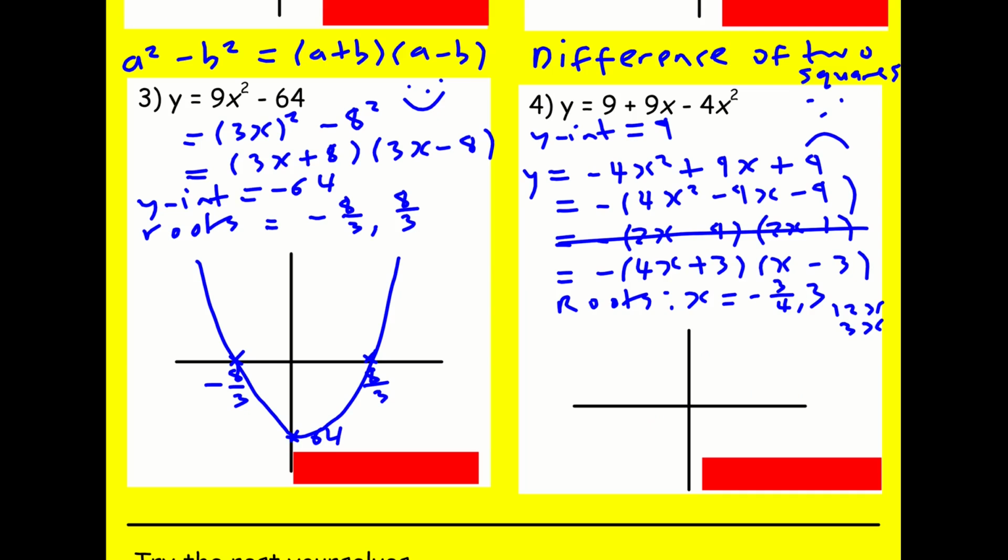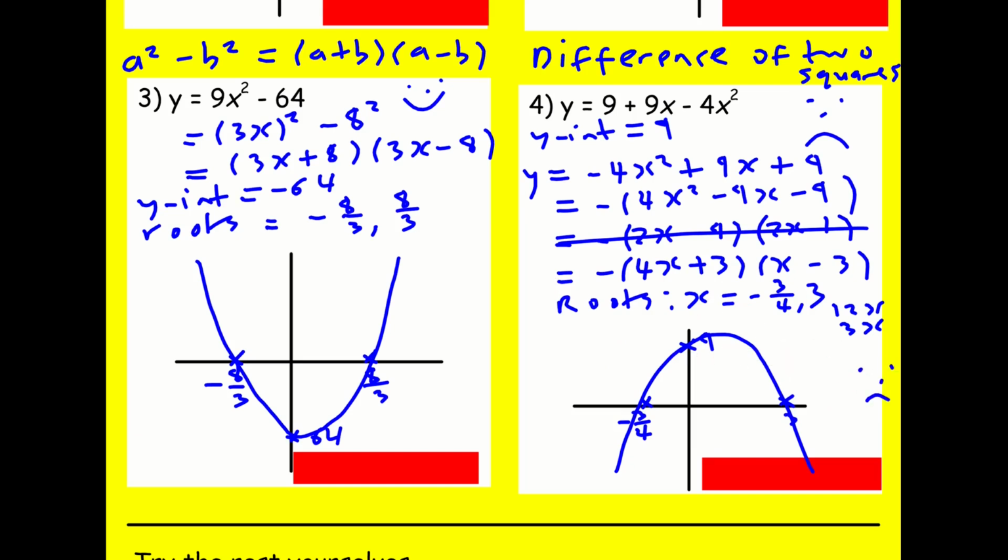So I know it goes through 9. Let's put that up here. I know it goes through minus 3 over 4. Let's put that here. And I know it goes through 3, so I'll move that over here. And because it's a sad quadratic, you can even see that a happy quadratic wouldn't even make any sense. It's going to have to come up like this, carry on, and then come back down. And there we have it.